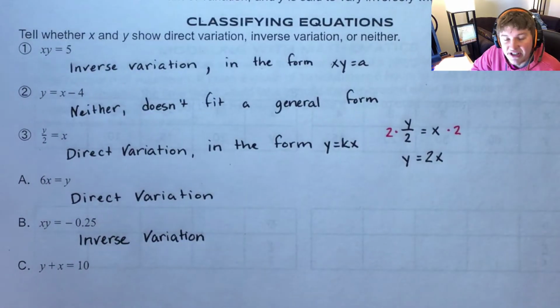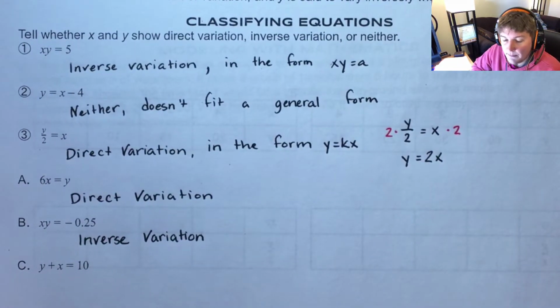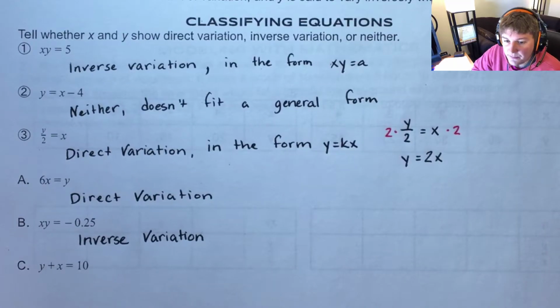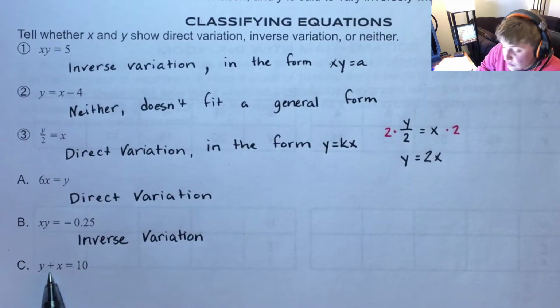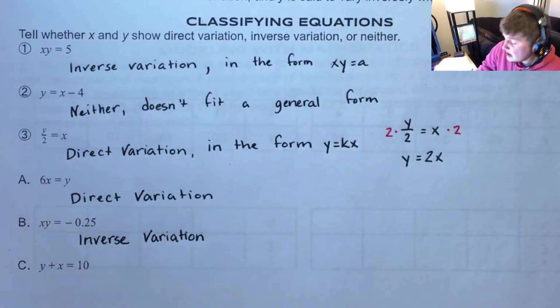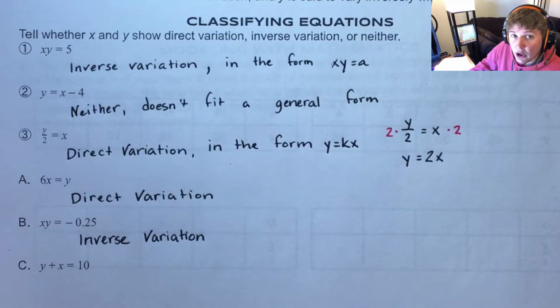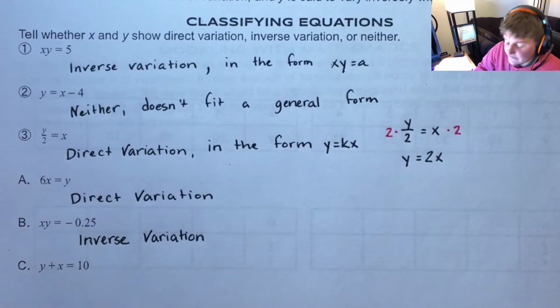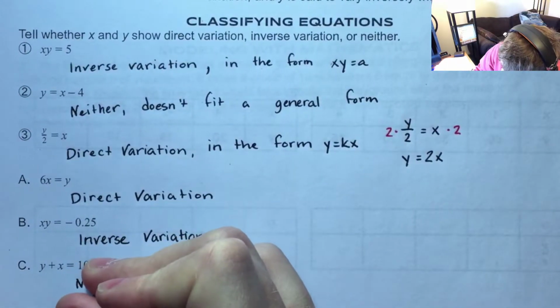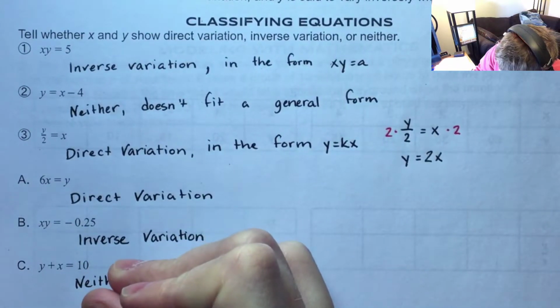Okay, then letter C finally. So letter C is y plus x is equal to 10. Similar to number 2, we have some subtraction here. And this one, the only difference is there's addition. So when you look through your general forms below, there's nothing that fits. It doesn't fit into any of the general forms. So this is going to be neither situation.